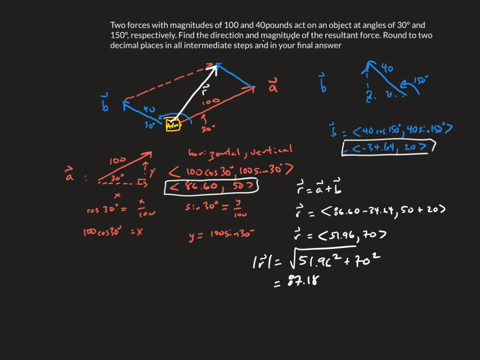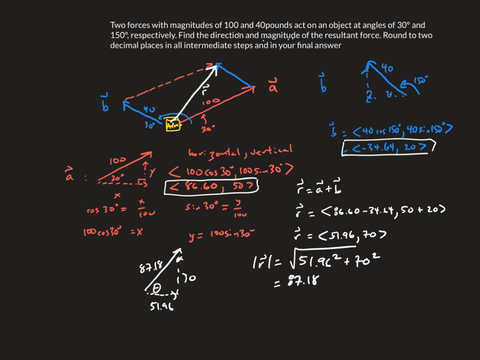Okay, now really, we're just dealing with vector R, right? And we found the magnitude of it because we knew the horizontal component being 51.96 and the vertical component being 70. We used the Pythagorean theorem to find the magnitude is 87.18. So now we've got to find this angle. So what angle would use the opposite, 70, over the adjacent side? Well, opposite over adjacent, that's tangent.